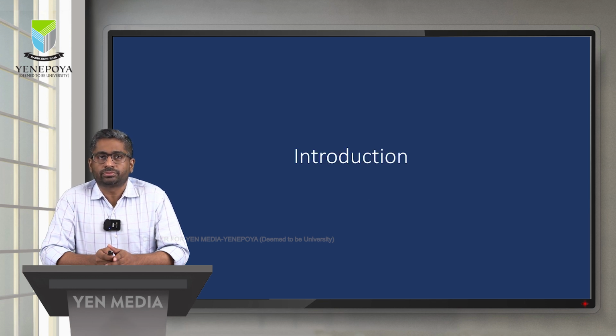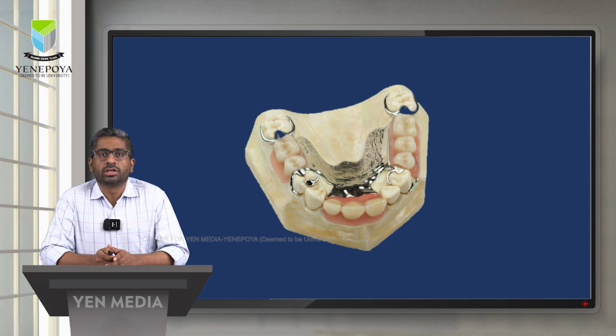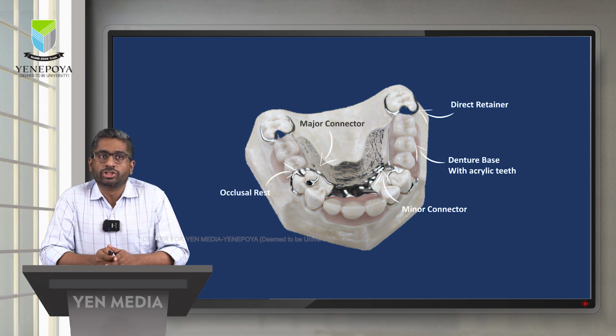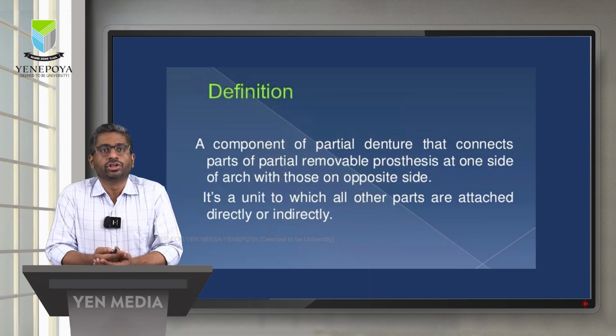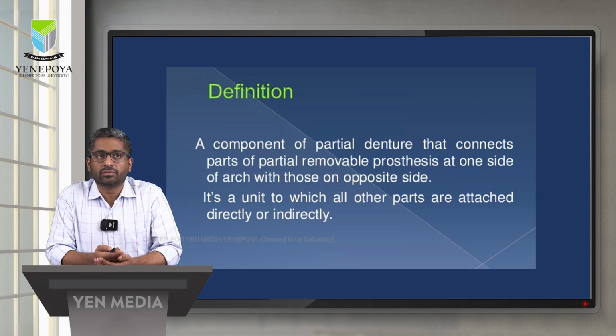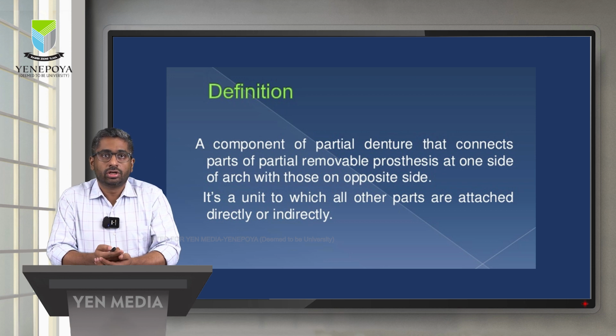Coming to introduction. This is how a normal cast partial denture looks like. Now, cast partial dentures have various components in them. So the various components include a major connector, occlusal rest, minor connector, denture base with acrylic teeth, and also the direct retainers. What's the definition of a major connector? It is that component of a partial denture that connects parts of the removable prosthesis on one side of the arch to the other side of the arch. Now, it's a unit to which all the other parts are attached either directly or indirectly.